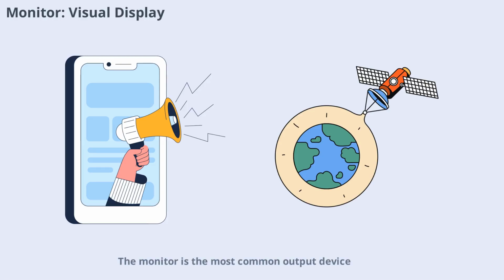Monitor is the most common output device. It displays everything you do on your computer, from browsing the web to watching videos. Monitors come in different sizes and resolutions, but their main job is to show you the results of your actions in real time. Without a monitor, you wouldn't be able to see what your computer is doing.